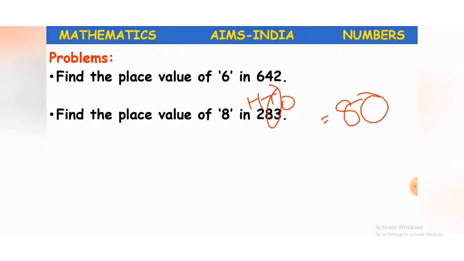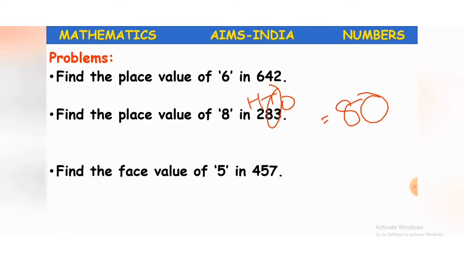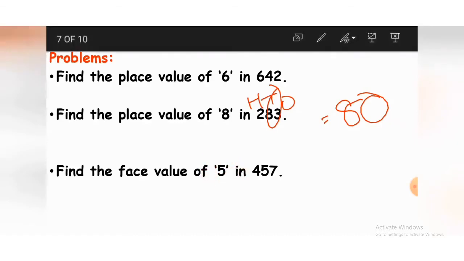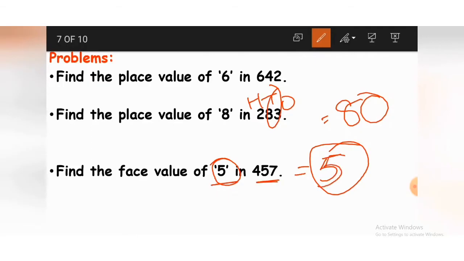Okay children, now the next question is for find face value. Find the face value of 5 in 457. I don't think you need any time for solving this. As I said, whenever they are asking you the face value, just copy the same digit. The answer of face value of 5 is again 5 only. There is no need to solve this problem here. The answer of the face value of 5 in 457 is 5.